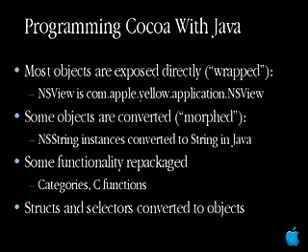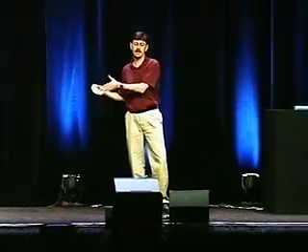OK, so most objects are exposed directly. We call these wrap. So NSView in Objective-C is the class com.apple.yellow.application.nsview in Java. Now, I talked about the string class, which is not exposed. Those are morphed, meaning anytime it goes to the other side, it basically changes into an object of the other language. So NSString instances are converted to the string class in Java. And there are a few other classes to which this happens.